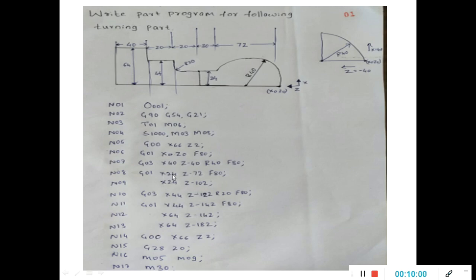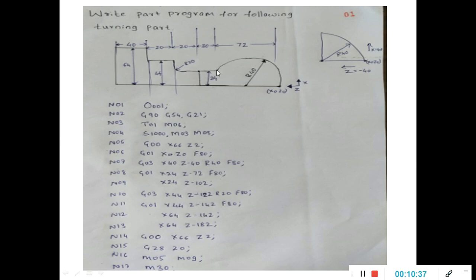Then G01 X24 Z minus 72. Okay, these are the coordinates of this point: X height is 24 and Z is minus 72. G01 X24 Z minus 72 F80. After completion of this circular interpolation in the anticlockwise direction, the tool must be moved to this point. The coordinates of this point are X value 24, Z value minus 72, followed by F80.